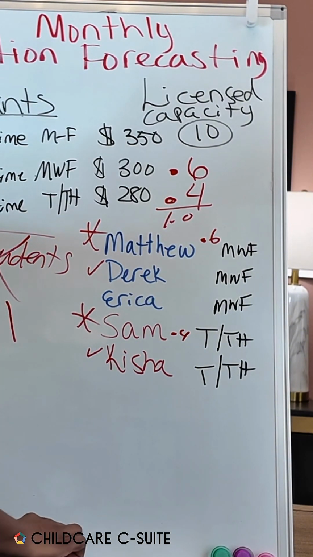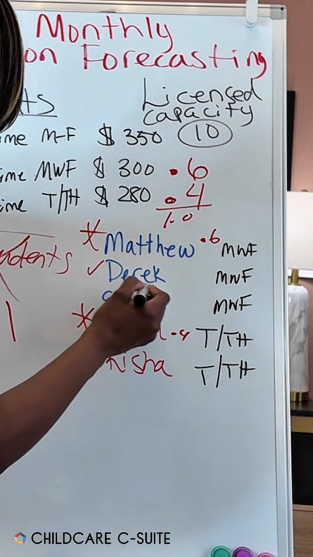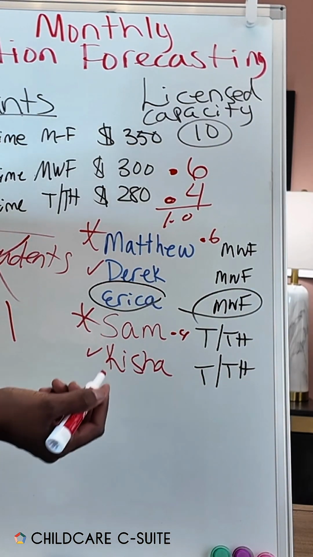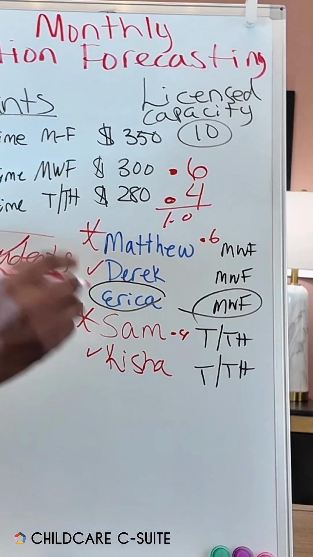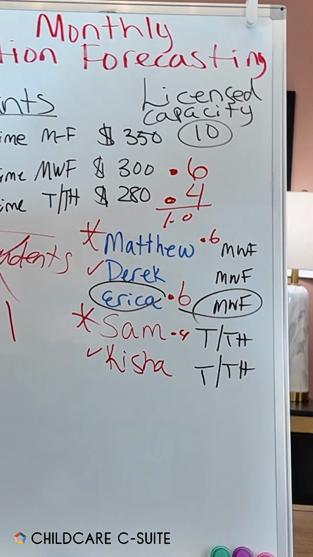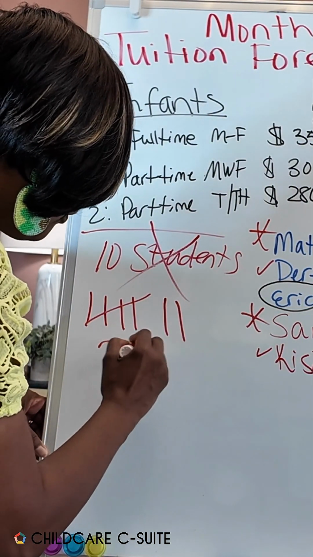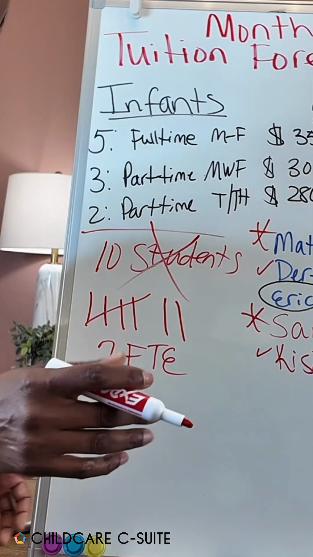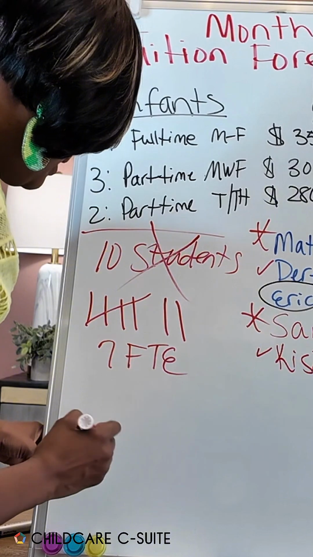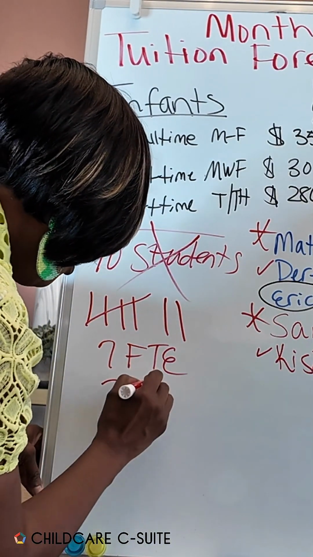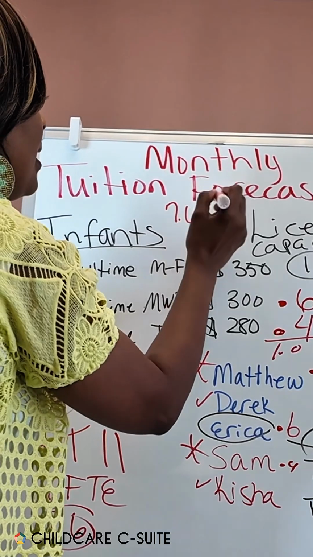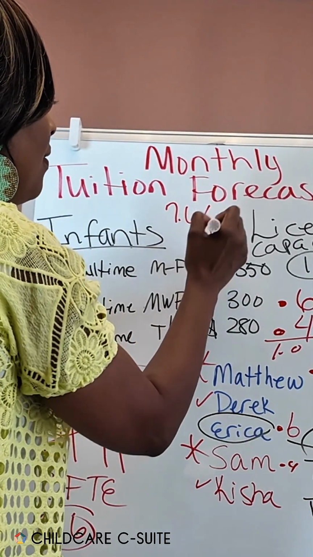But wait a minute, what's happening here? Erica comes Monday, Wednesday, Friday. That means she's a 0.4 or a 0.6. Very good. She's a 0.6. So that means I have 7 full-time enrollments or full-time equivalent. And then I have a 0.6, which is Erica. So in this class, I am 7.6 enrollments out of 10.